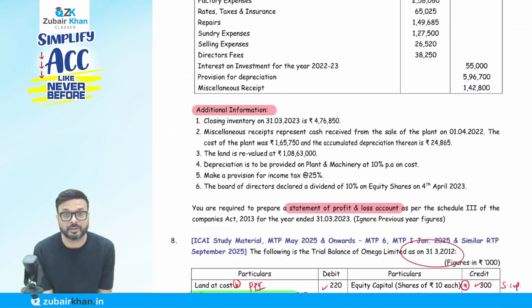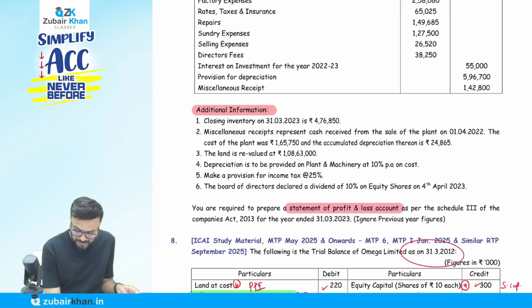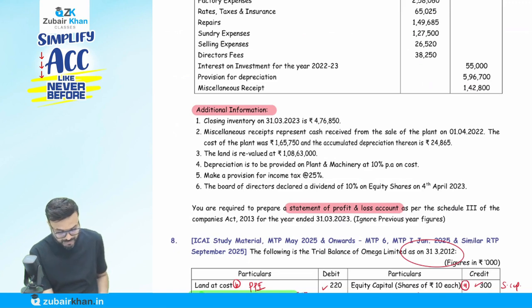Depreciation is to be provided on plant and machinery at 10% per annum on cost. Make a provision for income tax at the rate of 25%. The last one is that the board of directors declared a dividend of 10% on equity shares on 4th of April 2023. Now you are required to prepare the statement of profit and loss as per Schedule 3 of the Companies Act 2013 for the year ended 31st March 2023. Ignore the previous year figure.